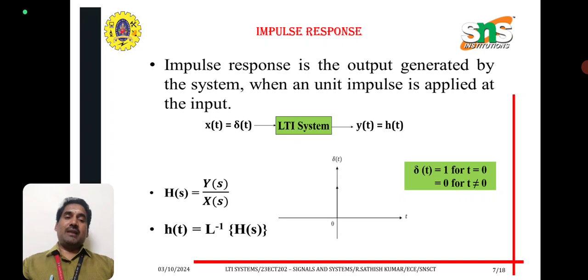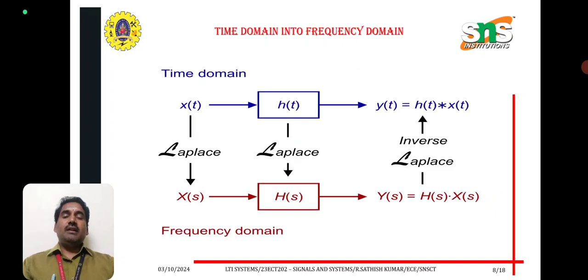The unit impulse function can be defined as del of t is equal to 1 for t equal to 0, and 0 for t not equal to 0. Next, this is the time domain into frequency domain. While taking the Laplace transform of x of t, we get x of s. While taking the Laplace transform of h of t, we get h of s.